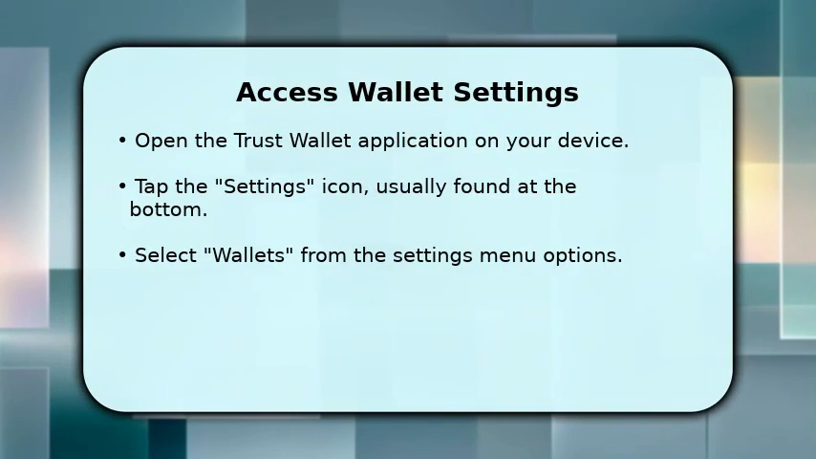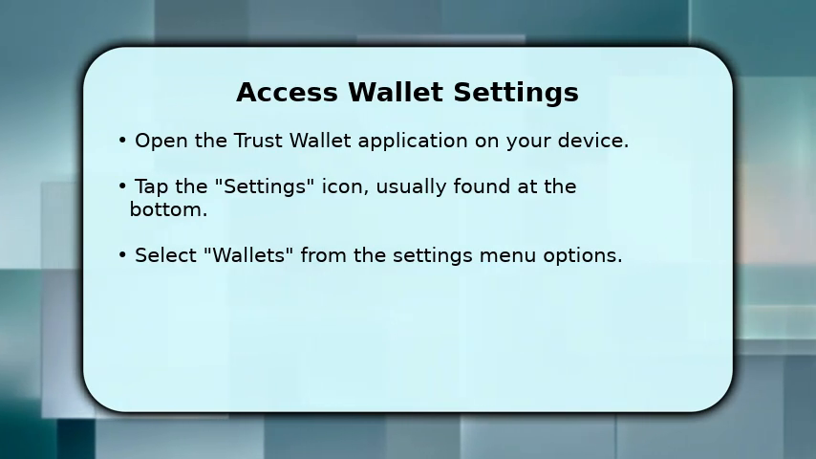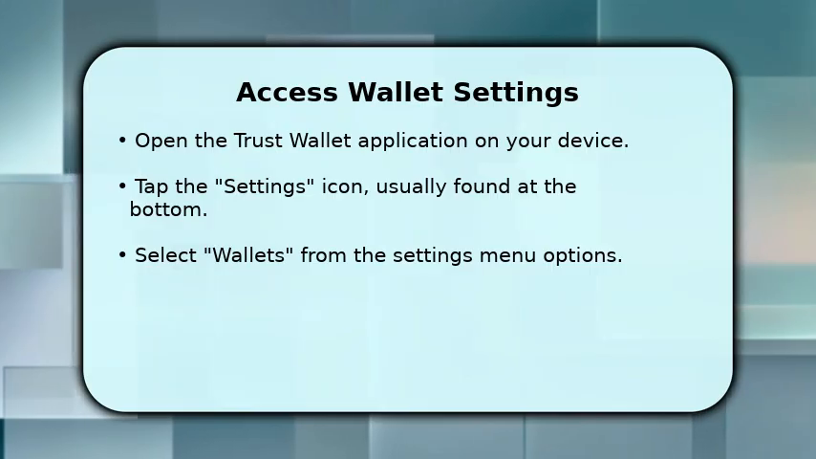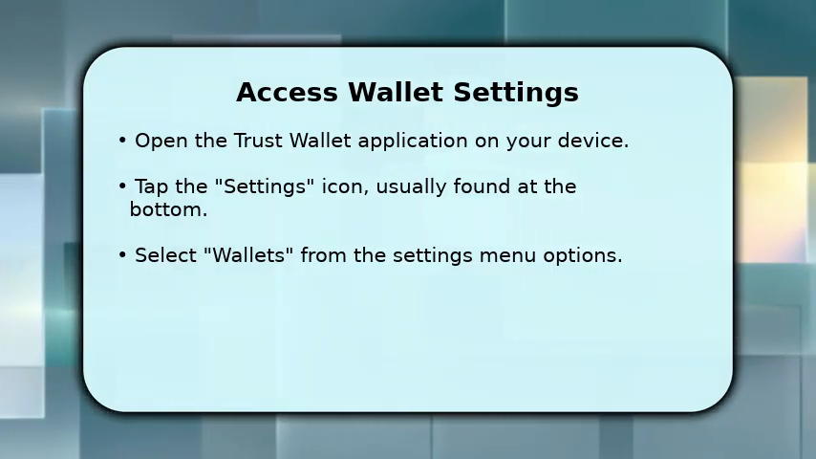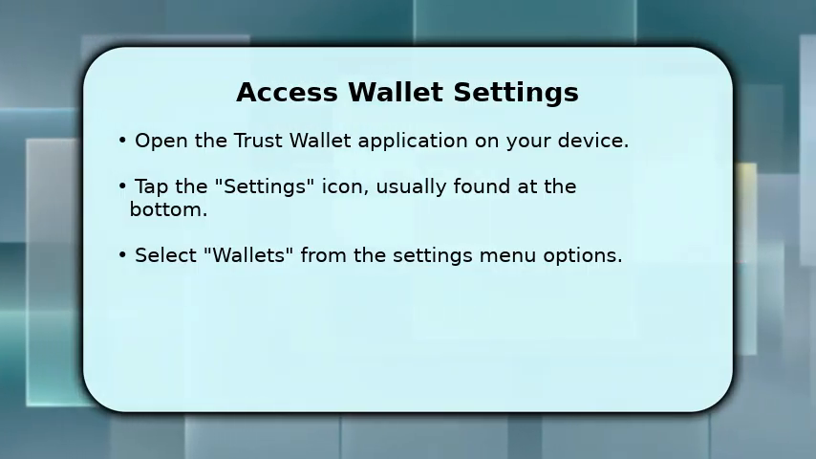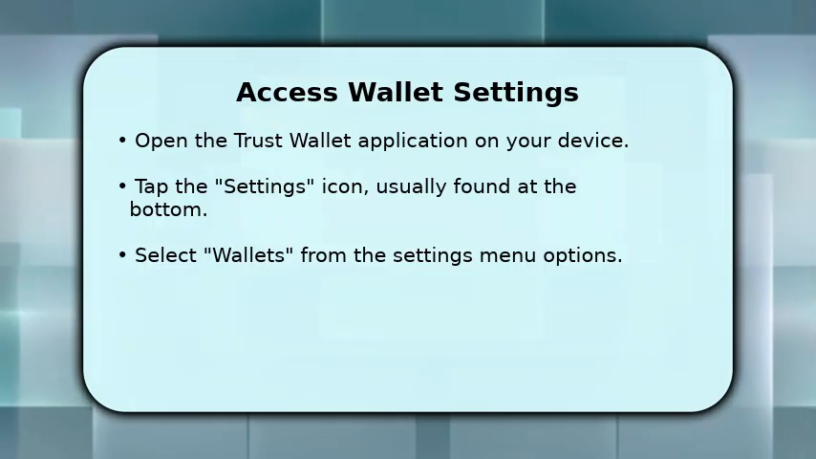To begin, open your Trust Wallet application. Once it's loaded, look for the settings icon, typically located in the bottom right corner of your screen. Tap on this icon to access the main settings menu. From there, you will see an option labeled Wallets. Select this to proceed to your wallet management screen.